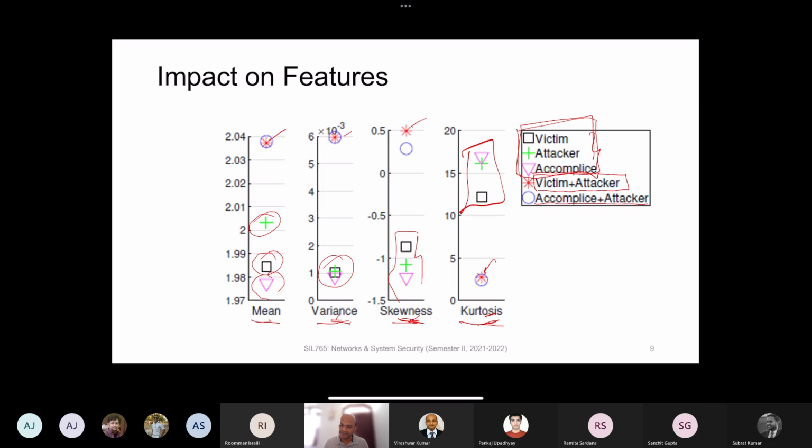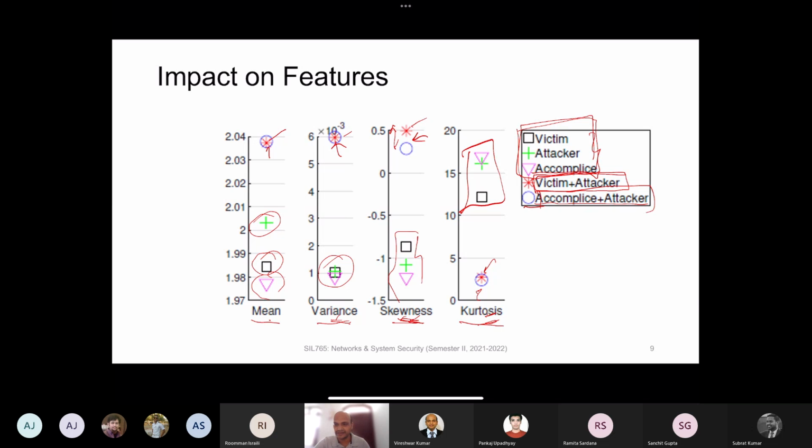And then the accomplice plus attacker, you see that all those features are very, very close. Okay, so the skewness is slightly different, but other than that, all the other features are very, very close. And therefore, an ML model which is trained with this data set is not able to differentiate between victim plus attacker and accomplice plus attacker, and therefore the accomplice is able to impersonate the victim.